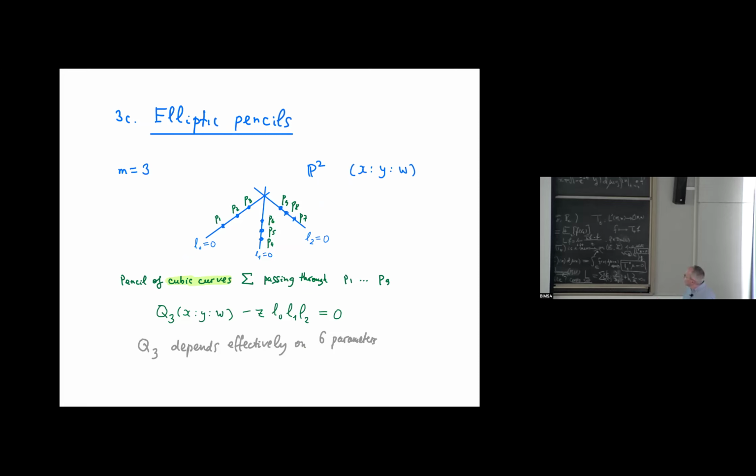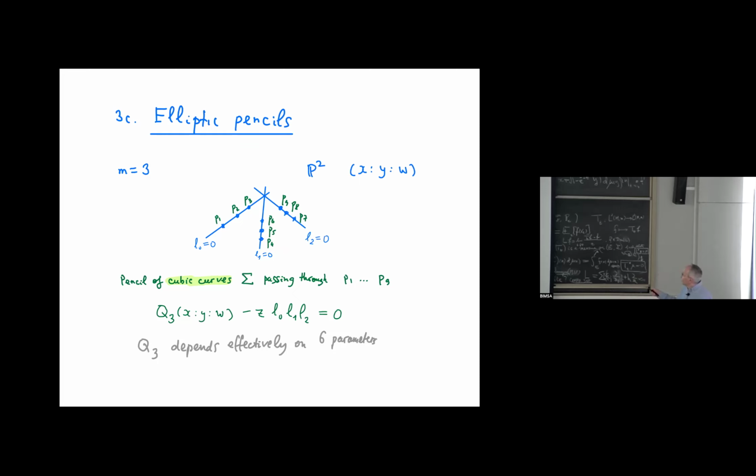So the elliptic pencils which you get for m equals 3, 4, and 6 naturally sit in P2, the projective plane. And the first case is rather natural. So what you need to do, you need to pick a triple of lines, intersecting lines in P2. And then you need to pick 3 points on each of the lines. So I think of lines as just linear forms, so equations given by a linear form in homogeneous coordinates x, y, w.